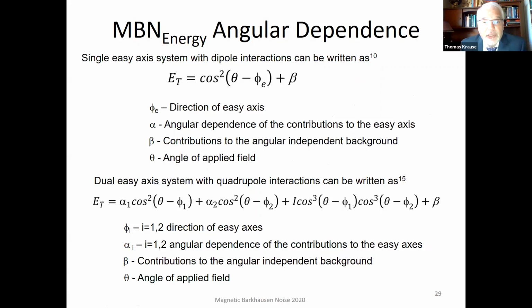That angular dependence can actually be described by the equation at the top. For single easy axis systems, we get a cos squared theta expression for the magnetic Barkhausen noise energy variation with angle, where phi sub e is the direction of the easy axis. Alpha is an angular dependent contribution, and beta is a contribution of the angular independent background. We can also apply that to more complicated domain structures where we might have superimposed textures or easy axes, and in that case we will see higher order interactions.